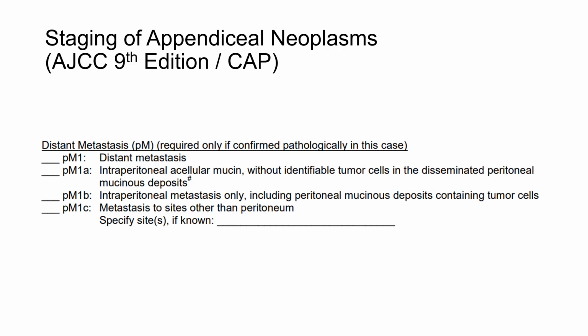Staging of metastatic disease takes into account both whether the mucin is cellular versus acellular and its site. M1A is defined as intraperitoneal acellular mucin, so it's not going to have any identifiable tumor cells. M1B is intraperitoneal metastasis only, now with neoplastic tumor cells, and M1C is fairly uncommon but does occur, and it is metastasis to sites other than the peritoneum. For instance, I have occasionally seen this in the pleural cavity.